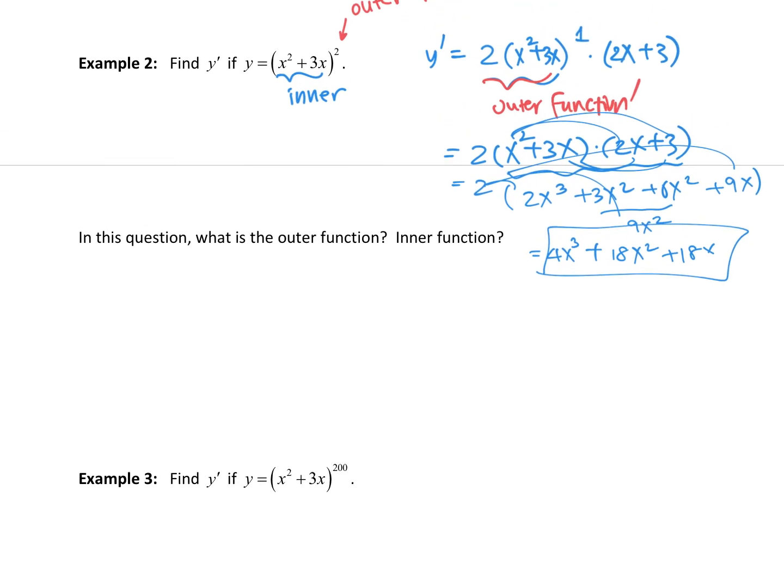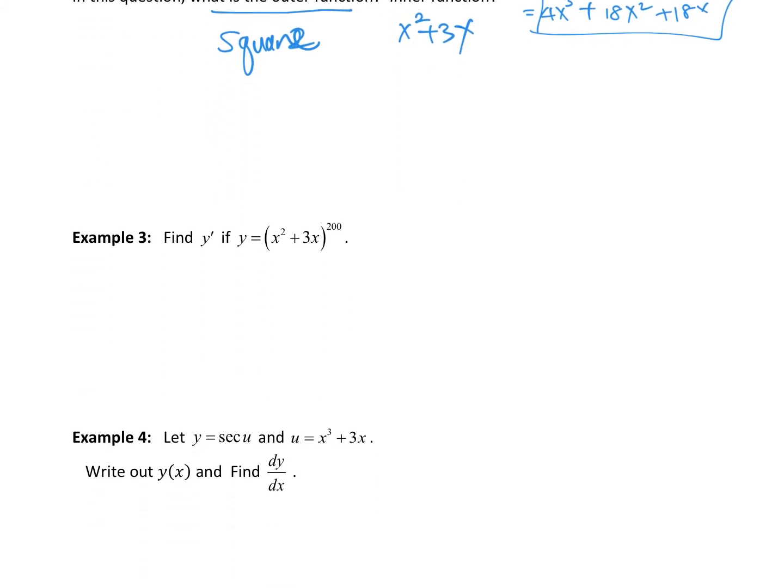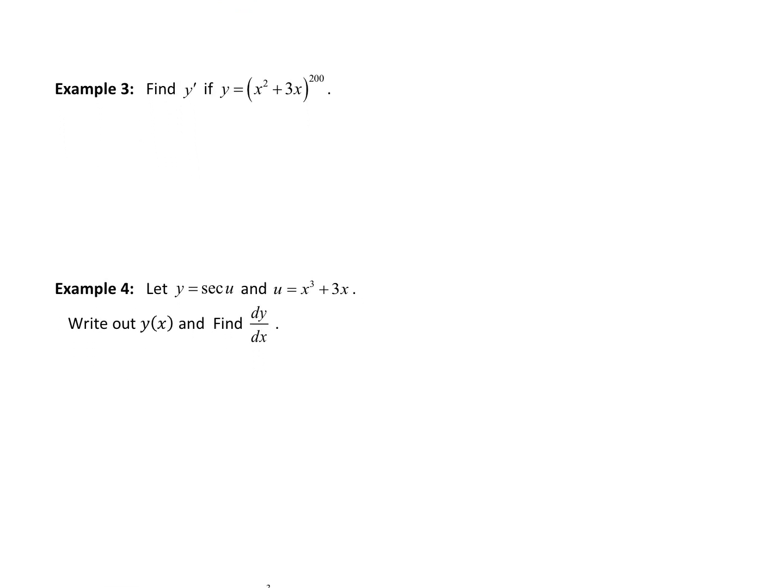All right, so in here, we already talked about it. What is the outer function? Squared function. And then what was the inner function? x squared plus 3x. Okay, let's look at example 3. Find y prime if y is equal to this to the 200th power. So this one, there's no way I can expand out the 200th power. There's going to be too much. But we're going to do the same thing.